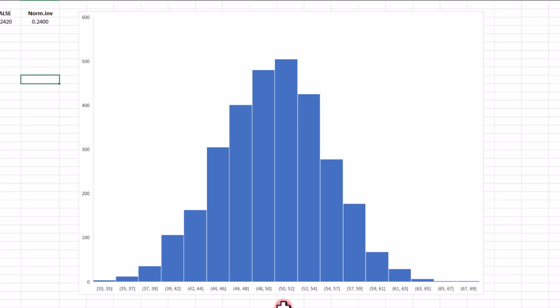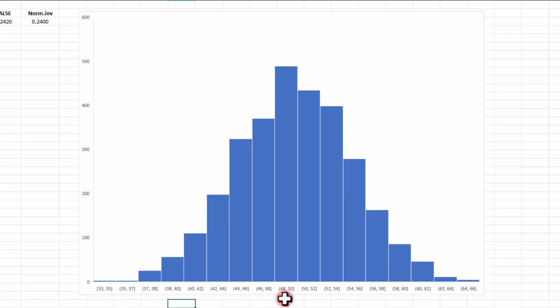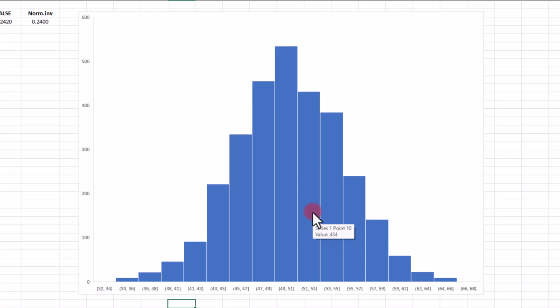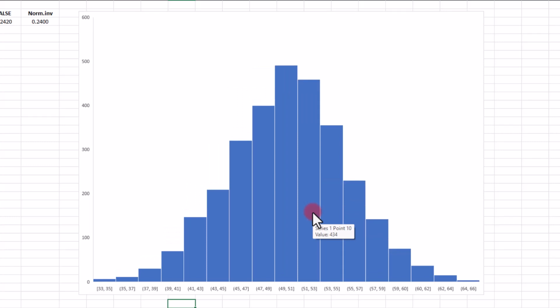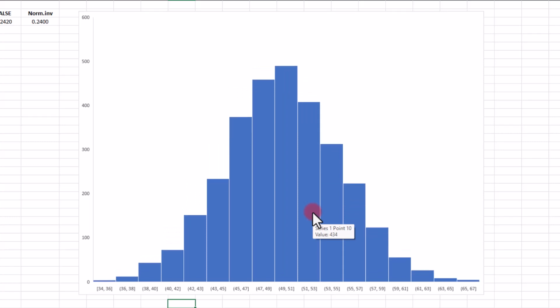But what if we did it again? And there we go. Looks like we got, again, somewhere around 50 heads right here in the center. We run it again. Look at that. Always finding out that that answer of 50 seems to be right there in the center.